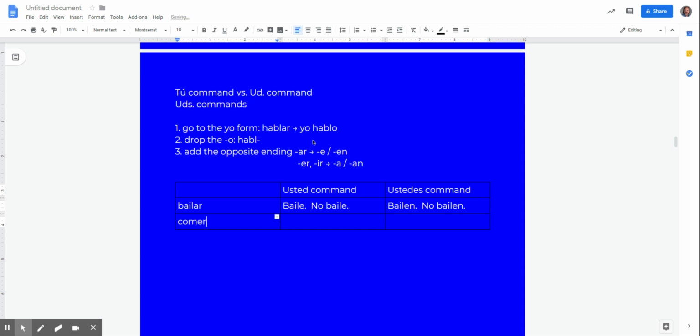An ER verb, comer. You want to tell your mom or your dad or some person you've never met before to eat. You've got to be polite because you don't know them. You say, go to the yo form, como. You drop the o. You add the opposite ending, coma. Looks like coma, but it's coma.